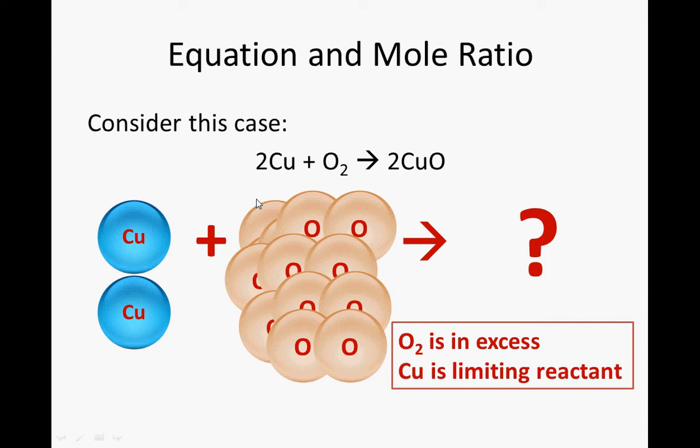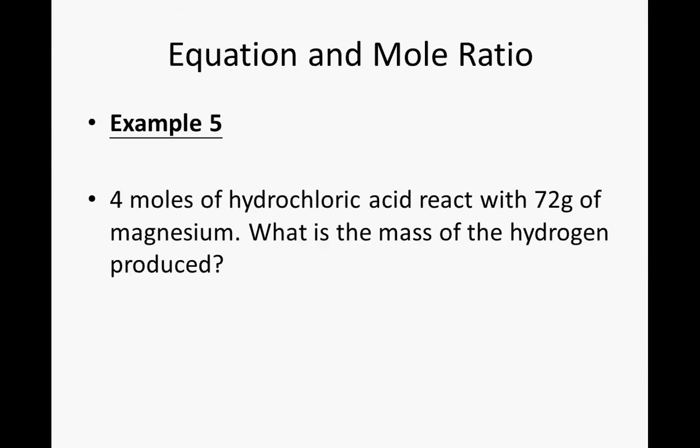Not exactly, not less number of mole after you adjust the mole ratio. Okay, let's look at example number 5, where 4 moles of hydrochloric acid react with 72 grams of magnesium. First of all, of course, we have to write the chemical equation in order to find out the mass of the hydrogen produced.